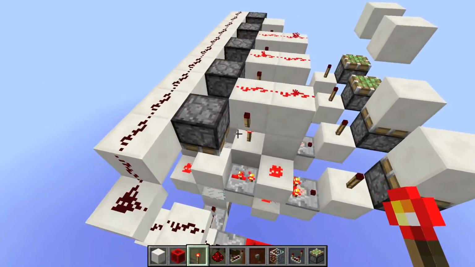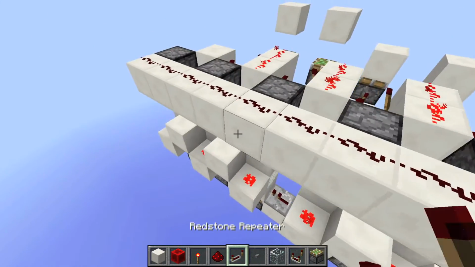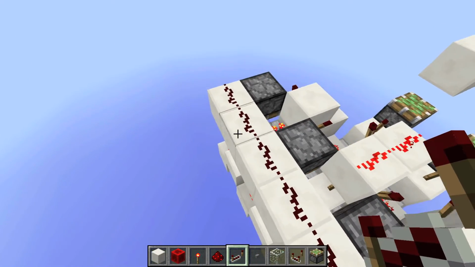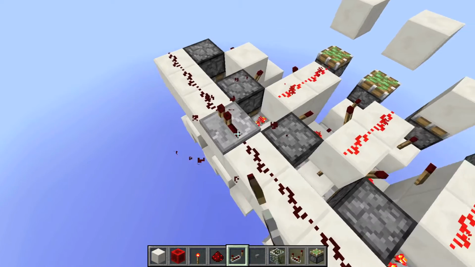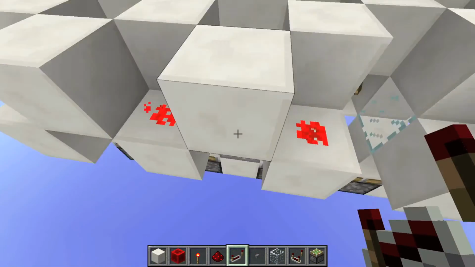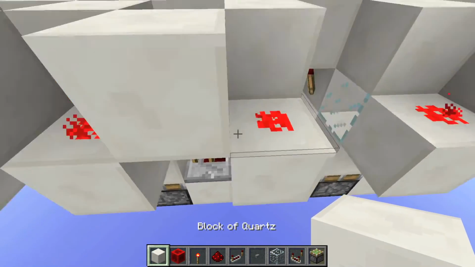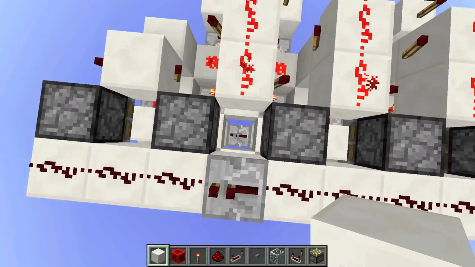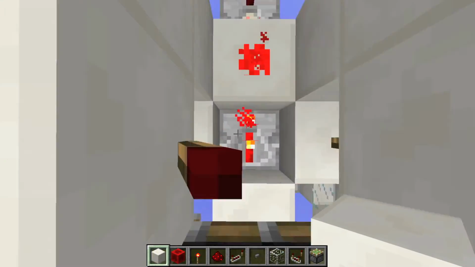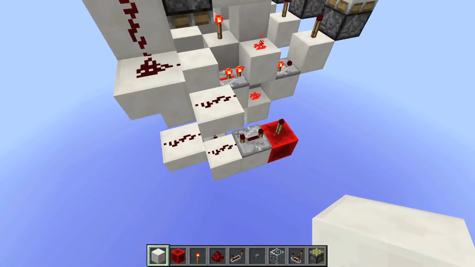But what else was I going to show you? Oh yeah, how to expand it infinitely. Now to do that, what you need to do is after 15 dust or however long you want, you need to of course extend the signal. So let me do that over here. You need to have a repeater there, and then to compensate for the extra delay, you need to change this repeater on the bottom to 2, and then to compensate for that delay, you need to come over here to the bit to the right of it, and then change this repeater to 3 ticks of delay, and we should be good.